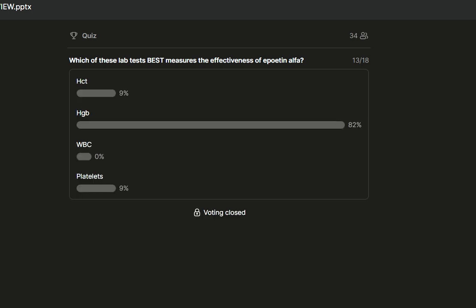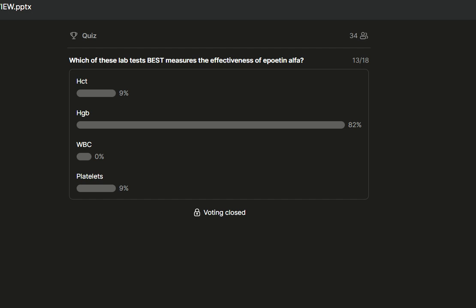What does epoetin alpha do? Increase red blood cells. It should increase our red blood cell count. So there are only 2 labs up here that have anything to do with red blood cells, right? That's my hematocrit and my hemoglobin. So if you can remember what the drug does, you should be able to narrow it to a 50-50. It does nothing to do with my platelets or my white cells. So between hematocrit and hemoglobin, which one is the better measure? Which one is not impacted by fluid balance? Hemoglobin.